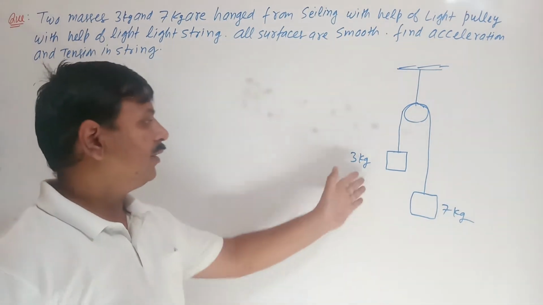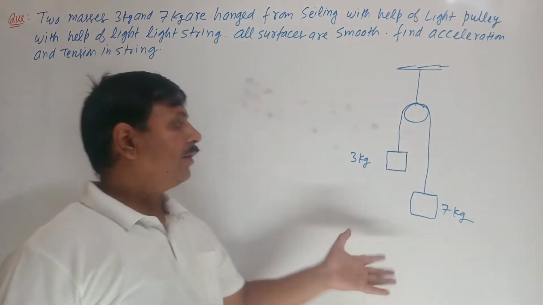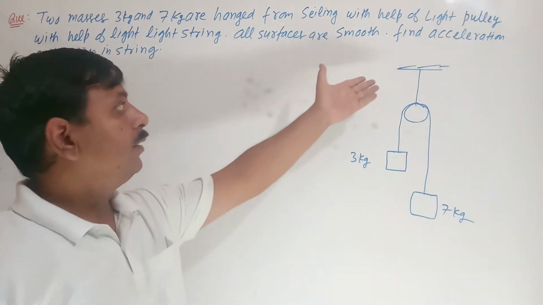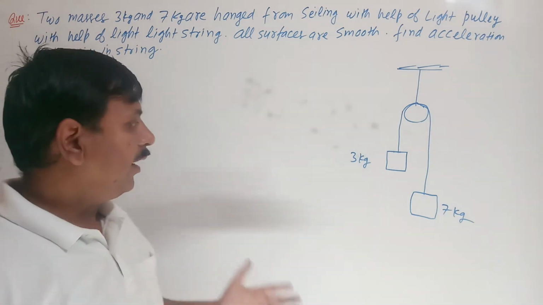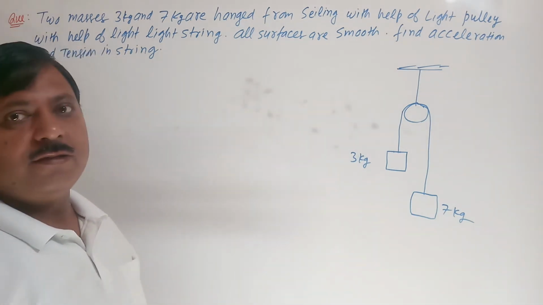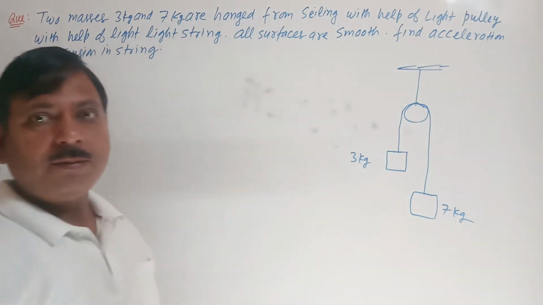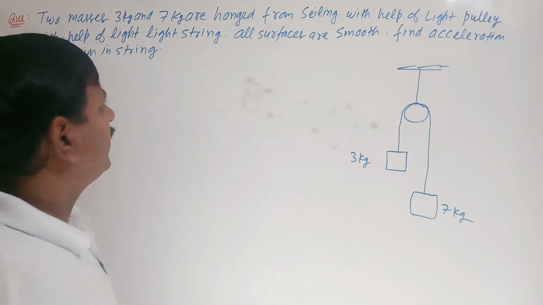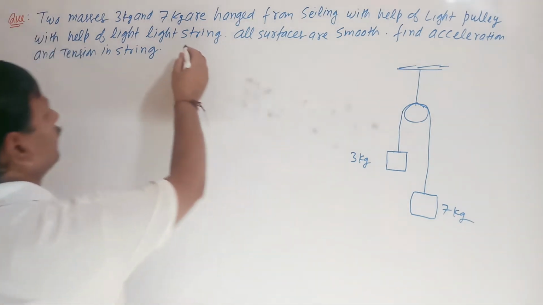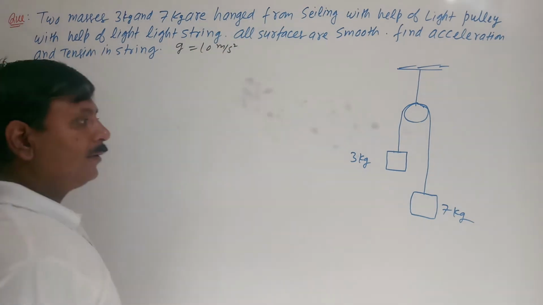See, we have taken 3 kg and 7 kg, two masses hanged from the ceiling, and a light pulley is there, and a light string is there. All surfaces are smooth. So what will be the tension and acceleration? Suppose we have considered g is equal to 10 meter per second square.